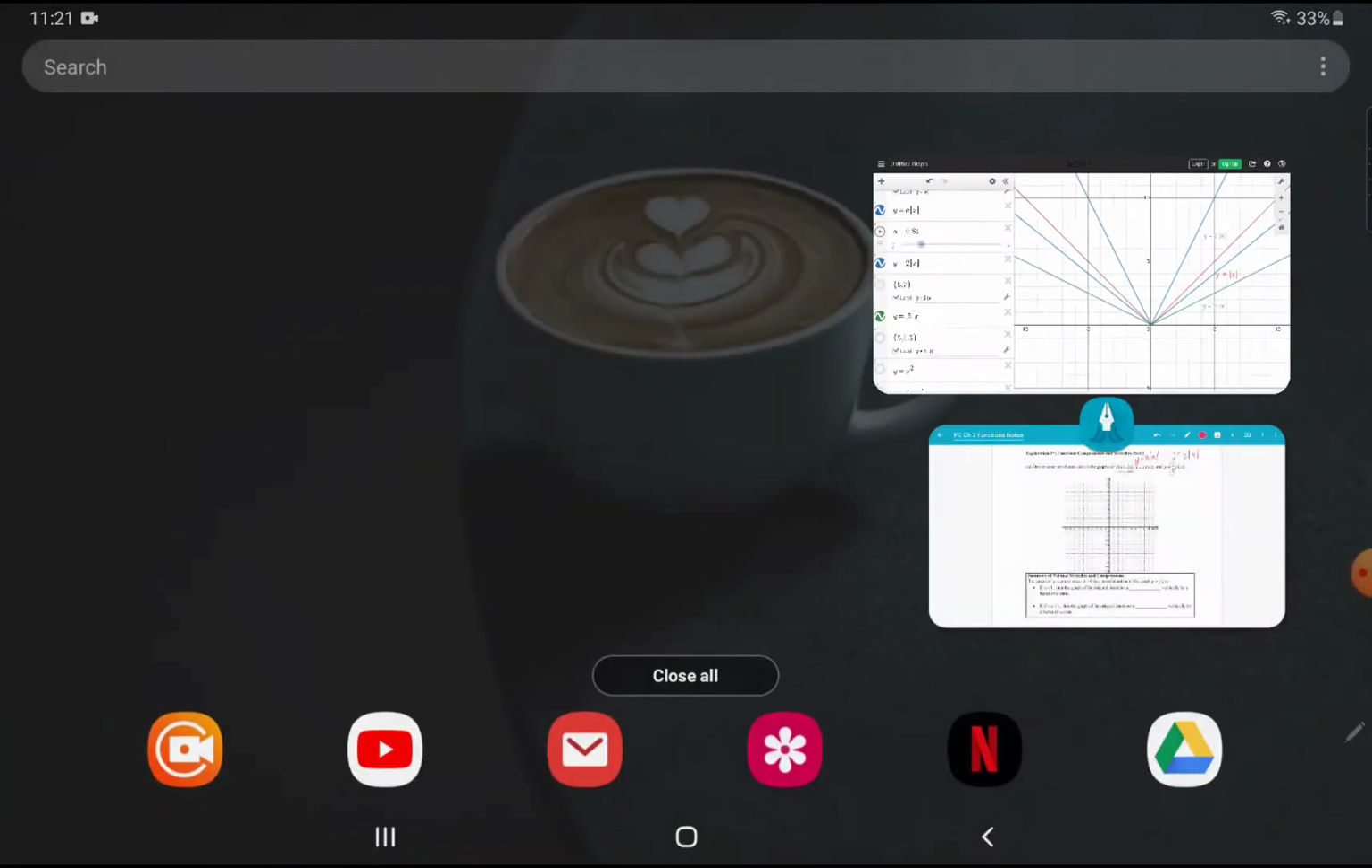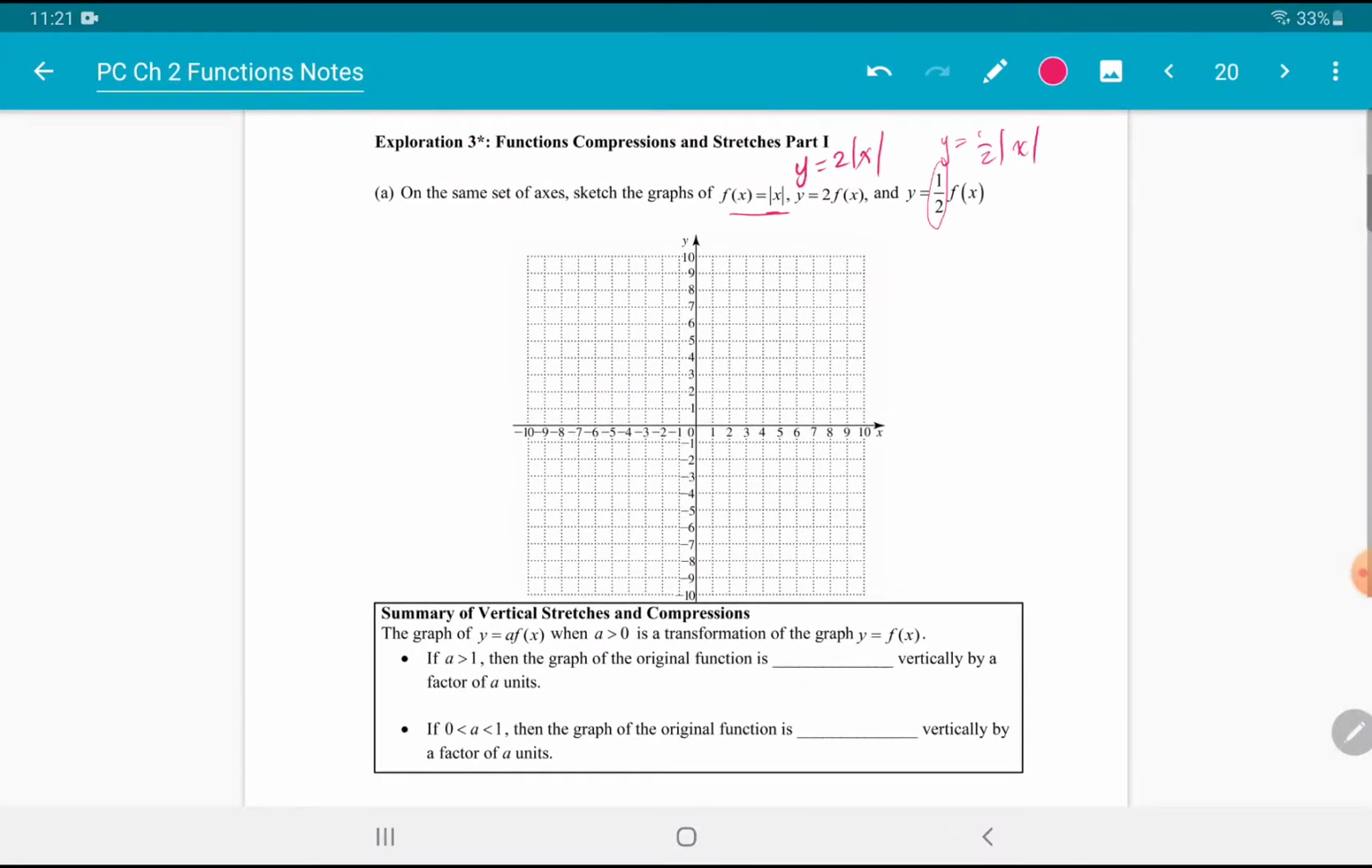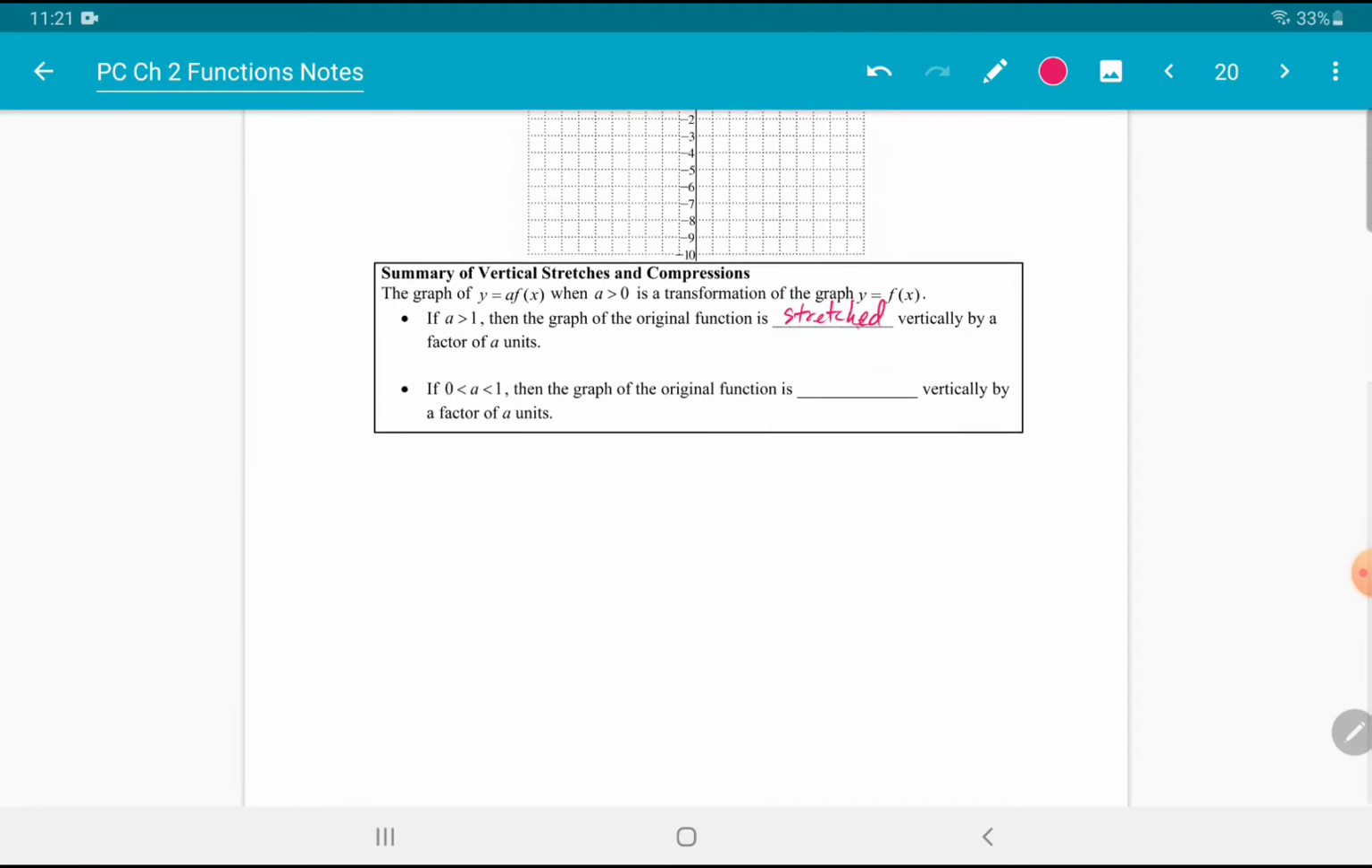Let's take a look at our worksheet again. What we're saying here is that if the a value is greater than 1, then what you're doing to the original graph is stretching it vertically by a factor of a units. If the a value is between 0 and 1, then the graph is compressed vertically by a factor of a units. One thing to keep in mind is that x always stays the same.